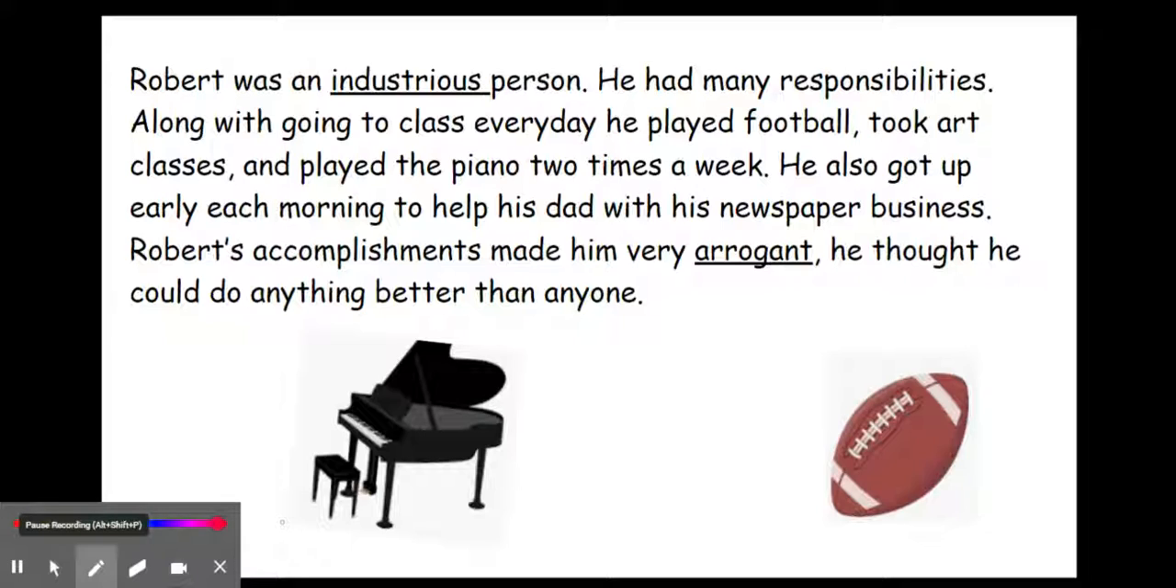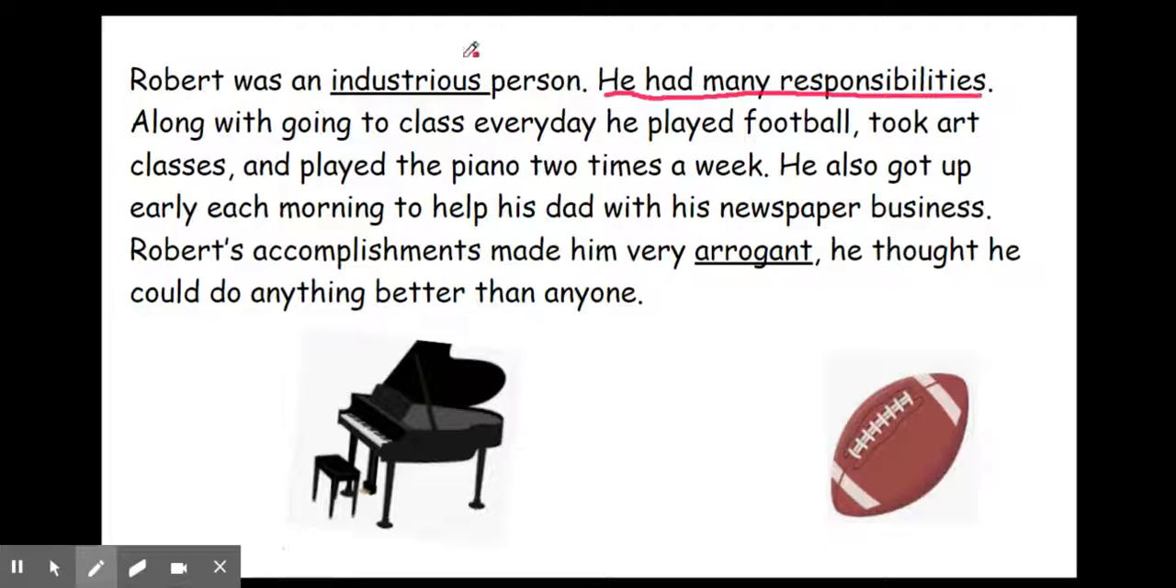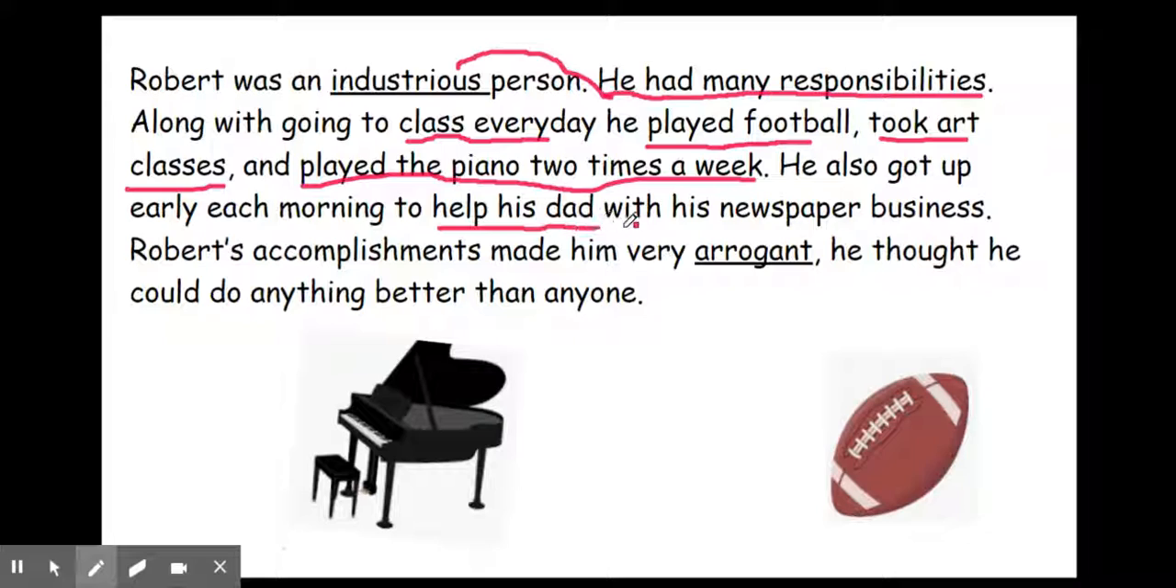So we had Robert was an industrious person. He had many responsibilities. This is a sentence that's going to help us figure out the meaning of industrious. Let's see. He had many responsibilities. So Robert had a lot of things to do. He went to class every day. He played football. He took art classes. And he played the piano 2 times a week. He also got up early each morning to help his dad with his newspaper business. Let's think about what that word could possibly mean. We know that he wasn't lazy because he did a lot of things. He even got up early each morning to help his dad. What might that word mean?